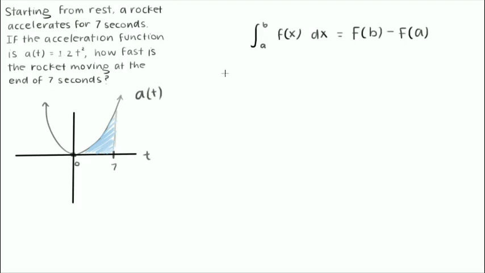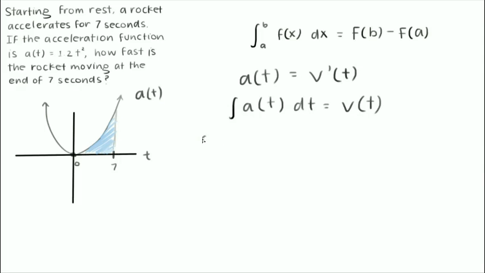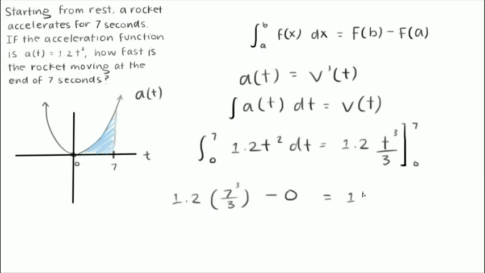Now here's the first FTC again, and we know that the acceleration function is the same as the derivative of the velocity function, or in other words, the antiderivative of the acceleration function is the velocity function. Now let's take the integral of 1.2 t squared, and we get 1.2 t to the third divided by 3, and now we evaluate at the upper and lower limits, and this will give us 137.2 seconds.